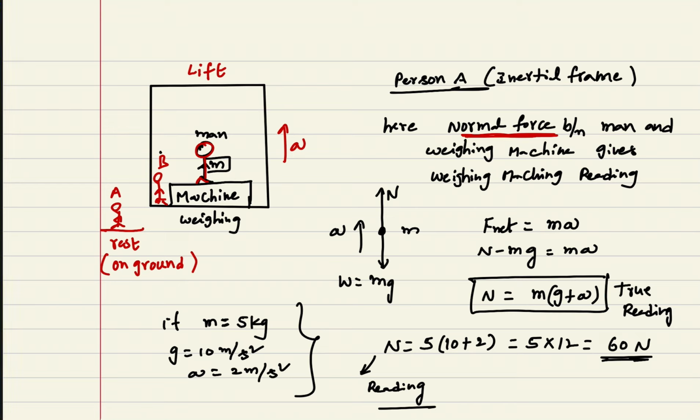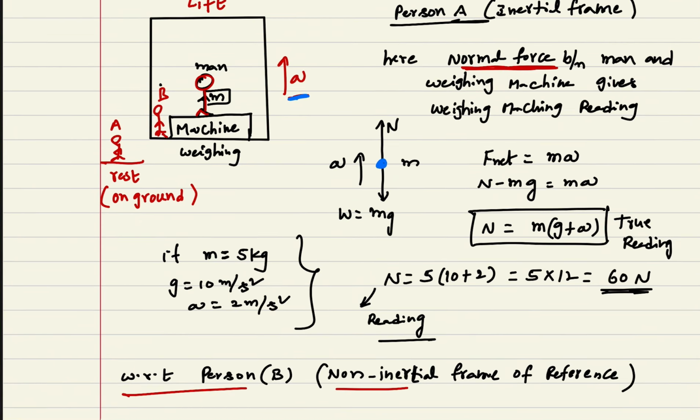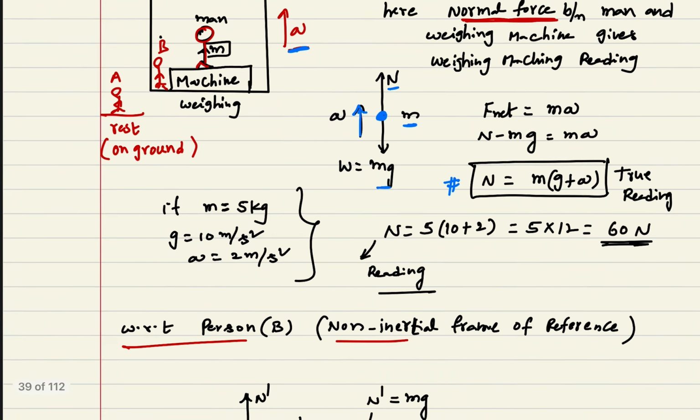Let us first do it with respect to person A. Person A is at rest on the surface of the earth or ground. With respect to him, the lift is accelerating in the upward direction. If we apply Newton's second law on mass m, normal reaction acts upward, mg acts downward, and acceleration is upward. So the normal force is greater than the weight of the body: N minus mg is equal to ma. Finally, N is equal to m into (g plus a). This is our true reading.